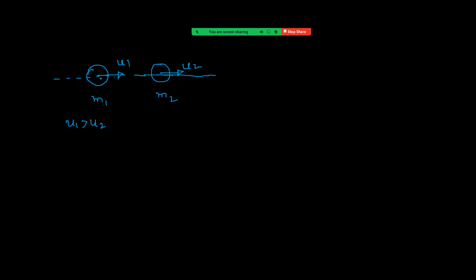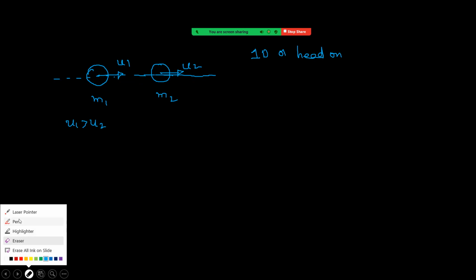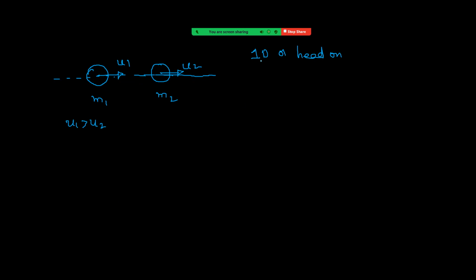Now you can see velocities are along the same line. After collision also the velocities will be along the same line. That means before collision and after collision the velocities will be along the same line. Then such a type of collision is known as one-dimensional collision, or head-on collision. That means if the velocities before and after collision are along the same line, then the collision is known as head-on collision, or one-dimensional collision.